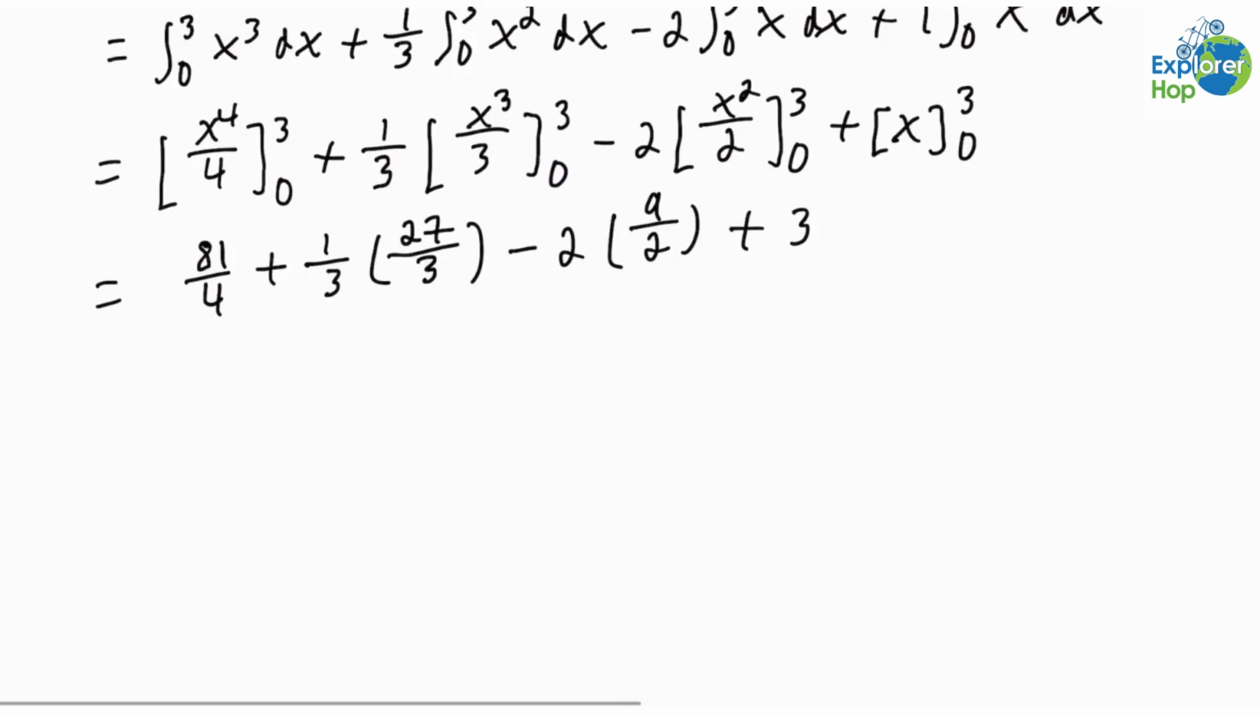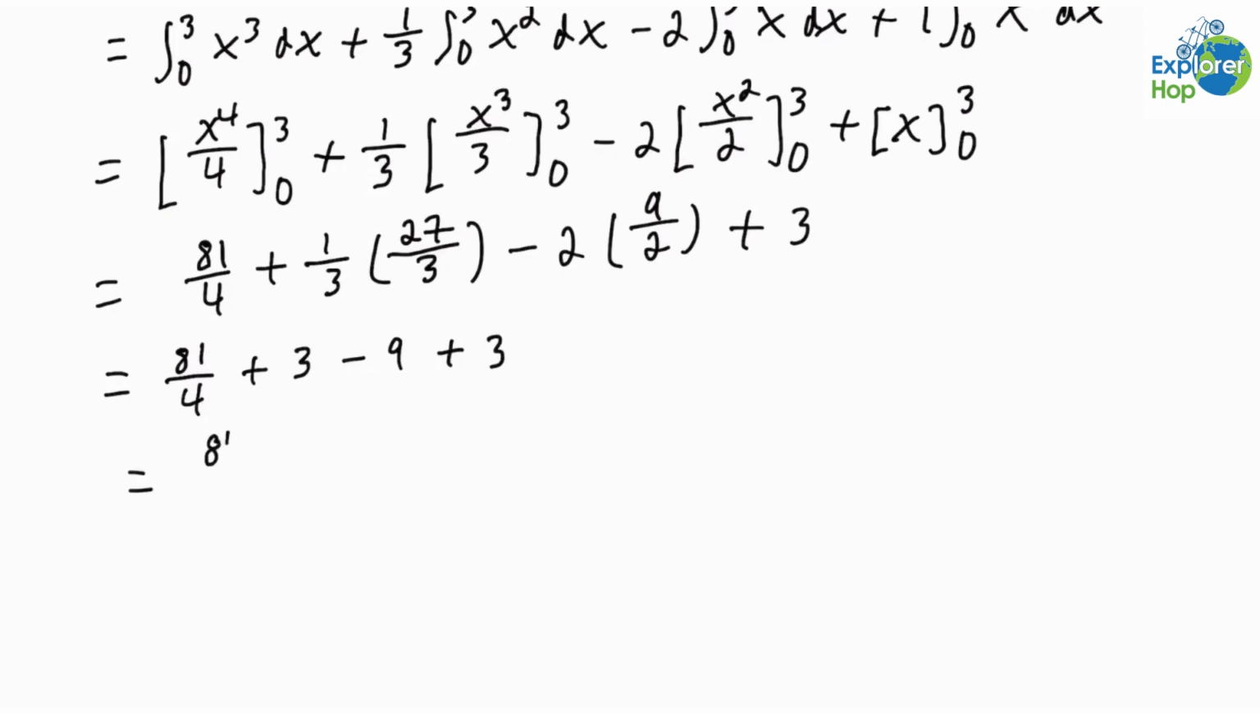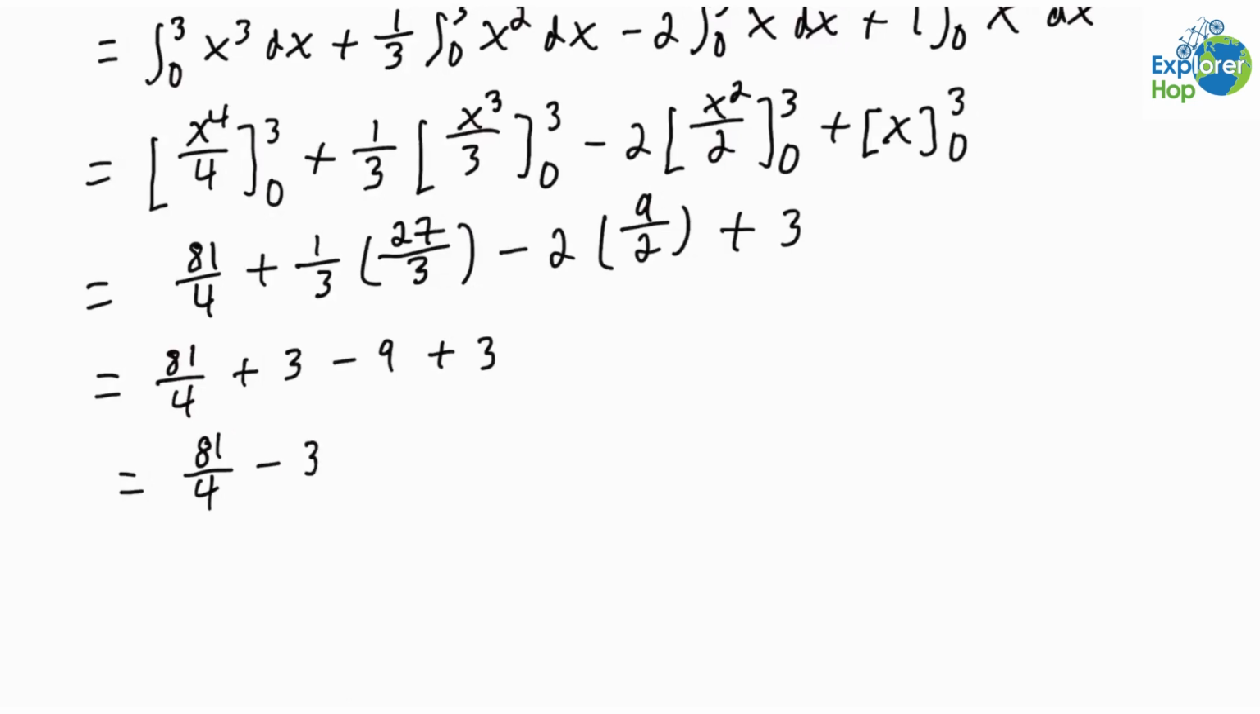And this is equal to 81 over 4 plus 3 minus 9 plus 3, which gives us 81 over 4 minus 3. And this is equal to 81 over 4 minus 12 over 4, which is equal to 69 over 4.